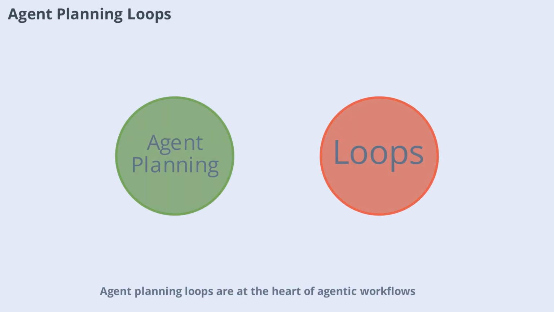Agent planning loops are at the heart of agentic workflows. These loops allow the agent to continuously evaluate its progress, make decisions, and adjust its actions as needed. By iterating through planning, acting, and observing, agents can tackle complex problems that require multiple steps and adapt to new information along the way.